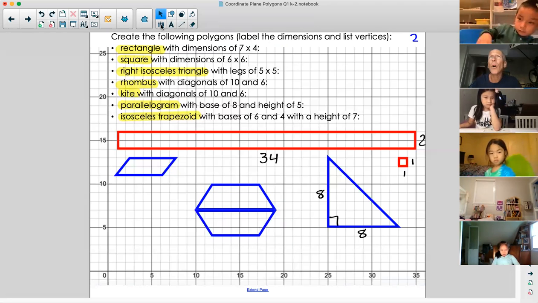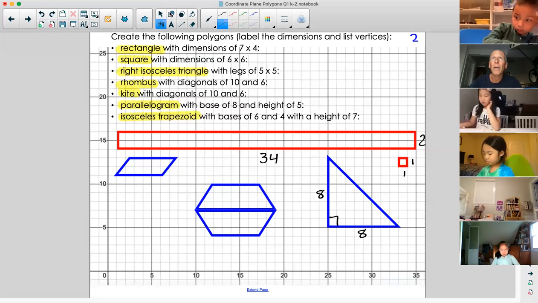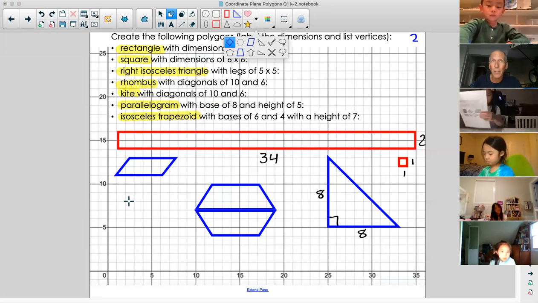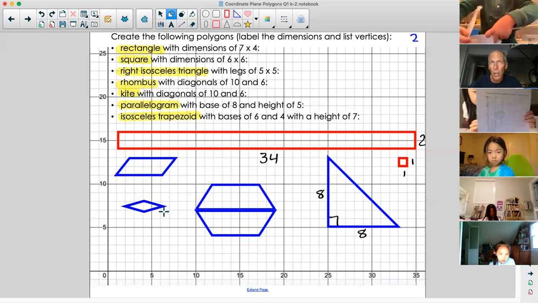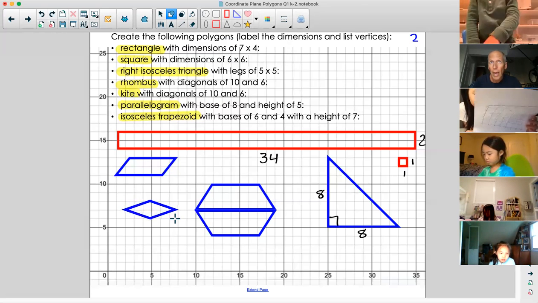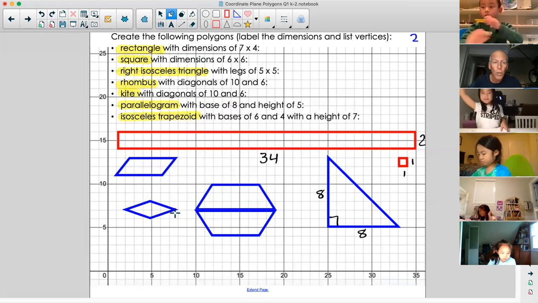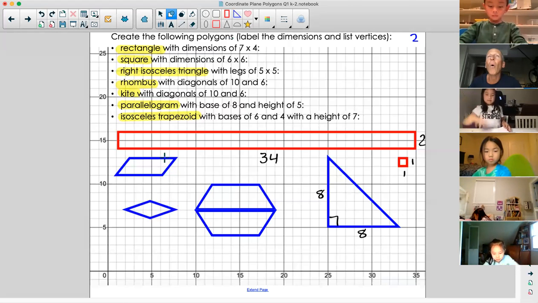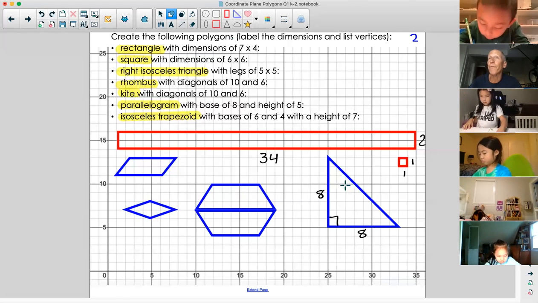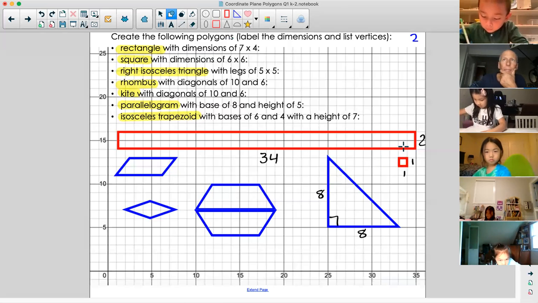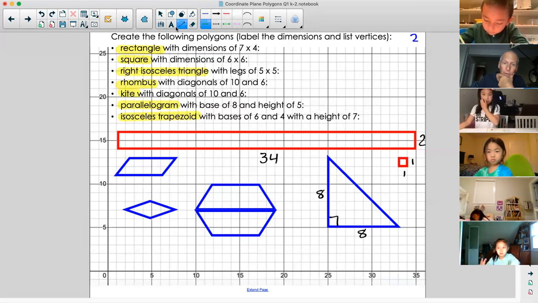Now, what about a rhombus? Has Mr. Kramer made a rhombus yet? No. I think I need to make a rhombus. I already did. How many of you made one? Me. Good. Now, I have 1, 2, 3, 4, 5, 6. What did I forget to make? Did I forget to make my favorite shape?